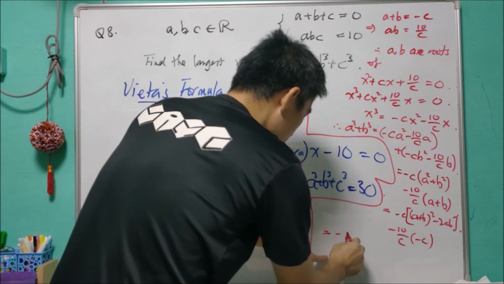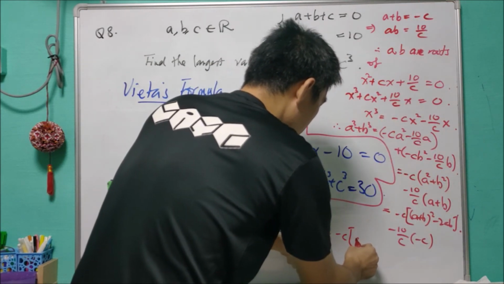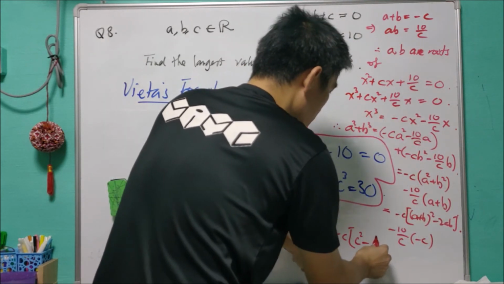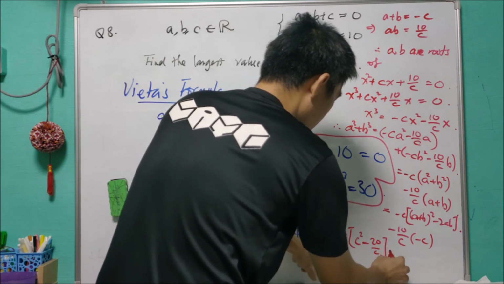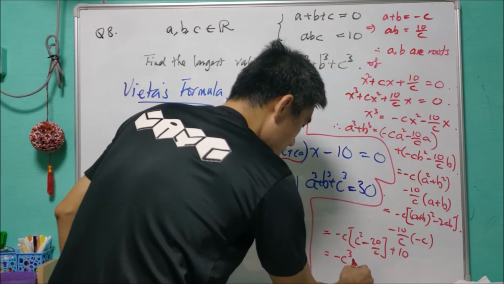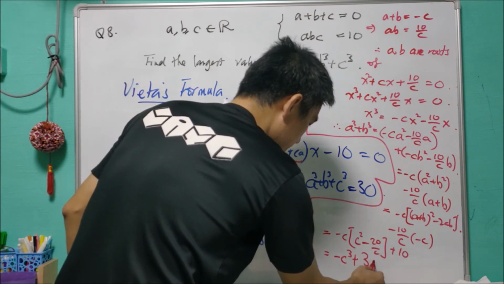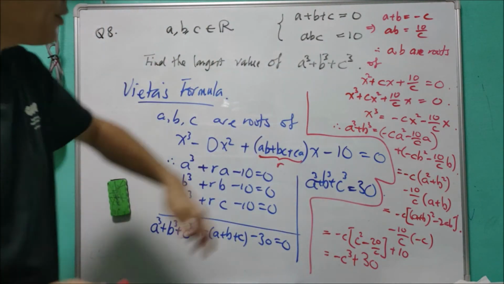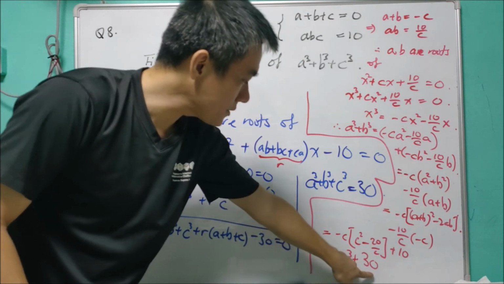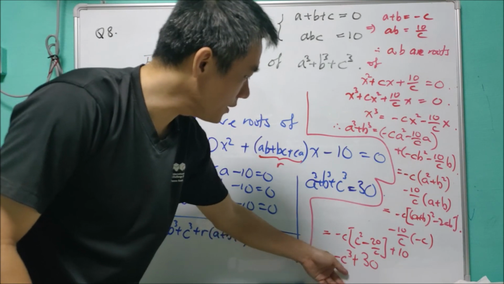So what we have here is negative C, (A plus B) squared is negative C squared, so it is C squared. Negative 2AB will be equal to 20 over C. This is plus 10. So this is negative C cubed plus 20 plus 10, which is 30. So what we have here is A cubed plus B cubed equals negative C cubed plus 30. And therefore, A cubed plus B cubed plus C cubed is equal to 30.